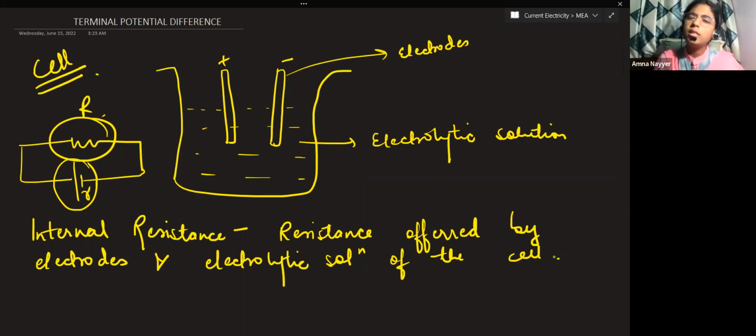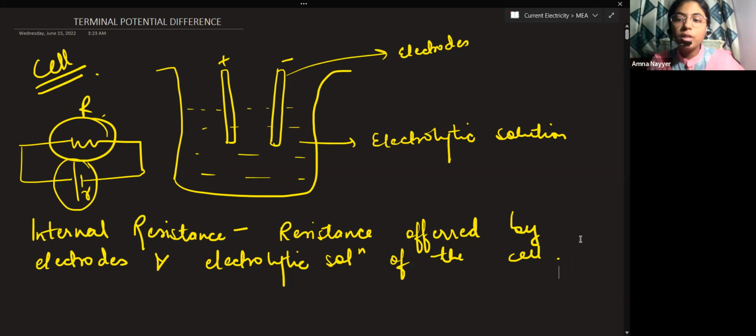In chemistry you will study it, but in physics also the question can come. It depends on the nature of the electrolytic solution. It depends on the separation between the electrodes and the kinds of electrodes that are used. So try to find out what factors affect the internal resistance, because internal resistance gets affected by certain factors.